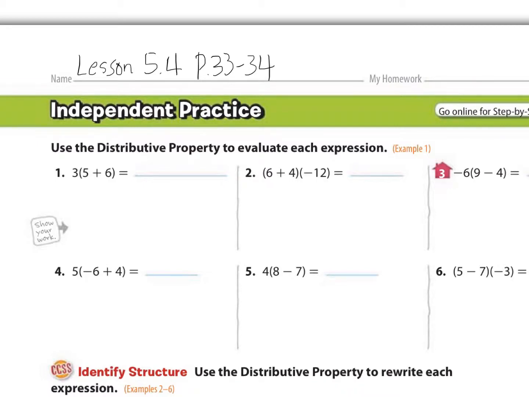I will just pick a couple problems from each section and show you how to do them. So let's look at number 2. Number 2, you have 6 plus 4 and then times negative 12. Yes, I know you can just use order of operations and do 6 plus 4 first, and then multiply. But here I want you to make use of the distributive property. So we're going to draw an area model for this.